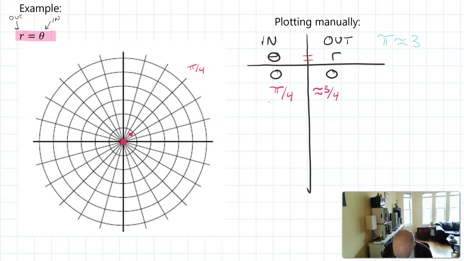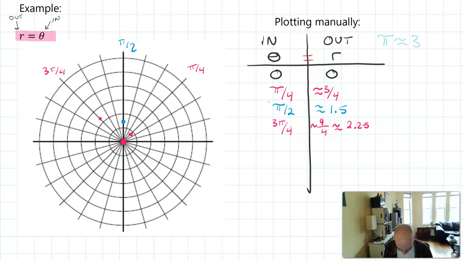If theta was pi over 2, then this would be approximately 1.5, 3 over 2. So at pi over 2, we go out to 1.5. We could do all the intermediary ones, but because I'm doing this by hand, I think it's going to be easier to just do the fourths around. And you just follow from there. So 3 pi over 4 would be something like 9 over 4, which is 2.25. So that would be here. And we just plot every point from our table.